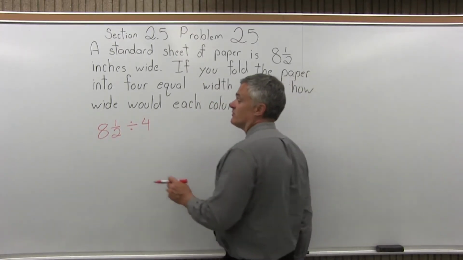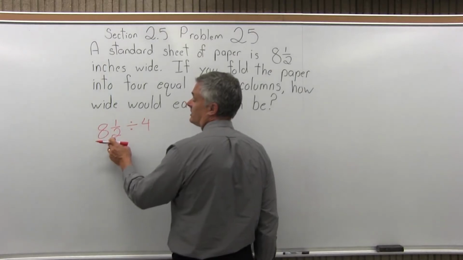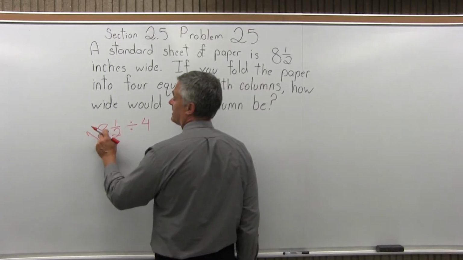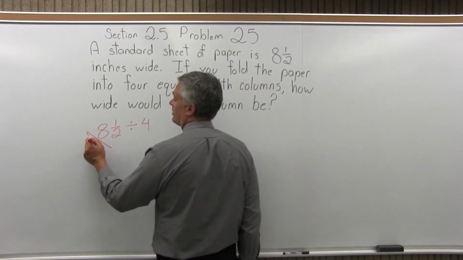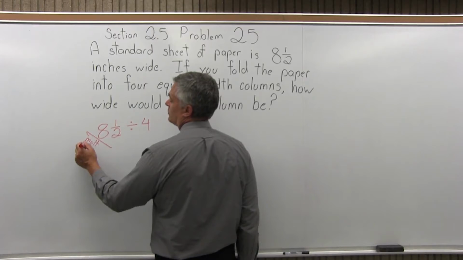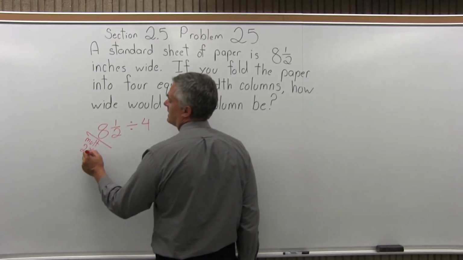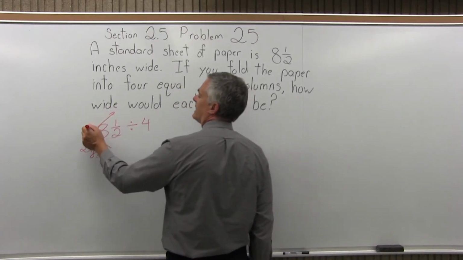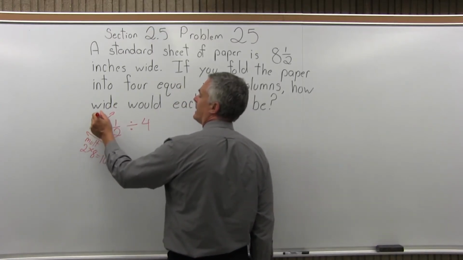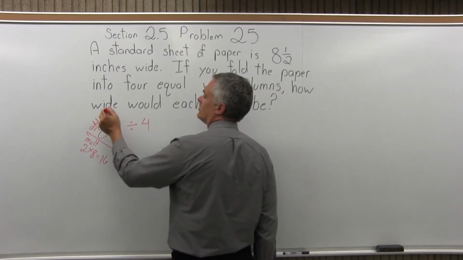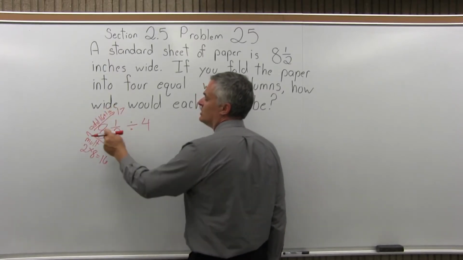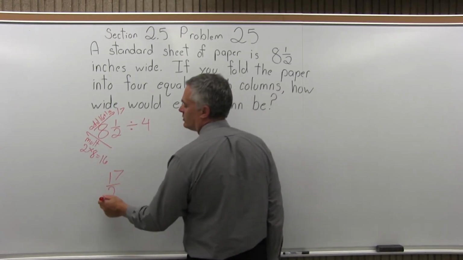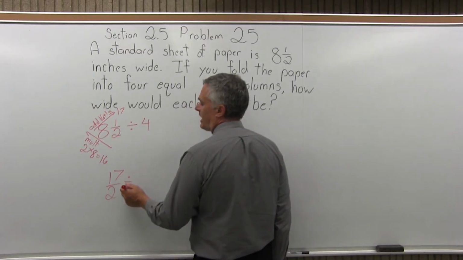So to do this division, first I have to convert the 8.5 into an improper fraction. So to do that, I will multiply the denominator times the whole number in front. So I will multiply 2 times 8, which is equal to 16. And then I'll take the result of that and add to the numerator. I will add 16 plus one more for the numerator, which is 17. So 8.5 can be written as 17 over 2 divided by 4.